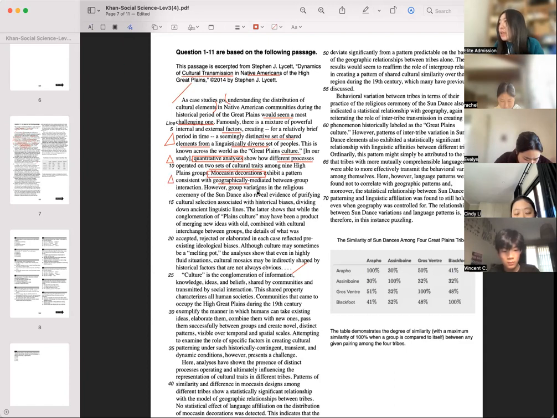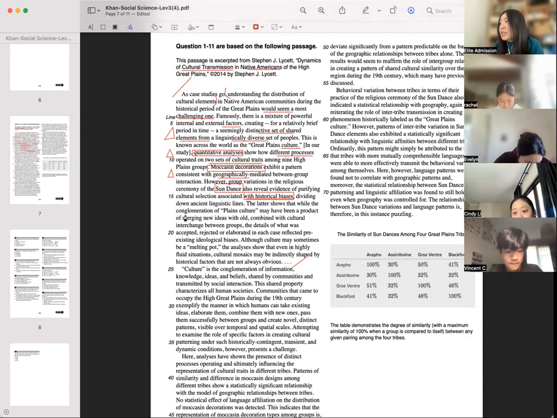However, group variation in religious ceremony of sand-downs also reveal evidence of purifying culture selection associated with historical bias. So these are the keywords. Identify them and try to make sense of the sentence here, like dividing down ancient linguistic lines. So that's like historical bias, and that's related to the linguistic.